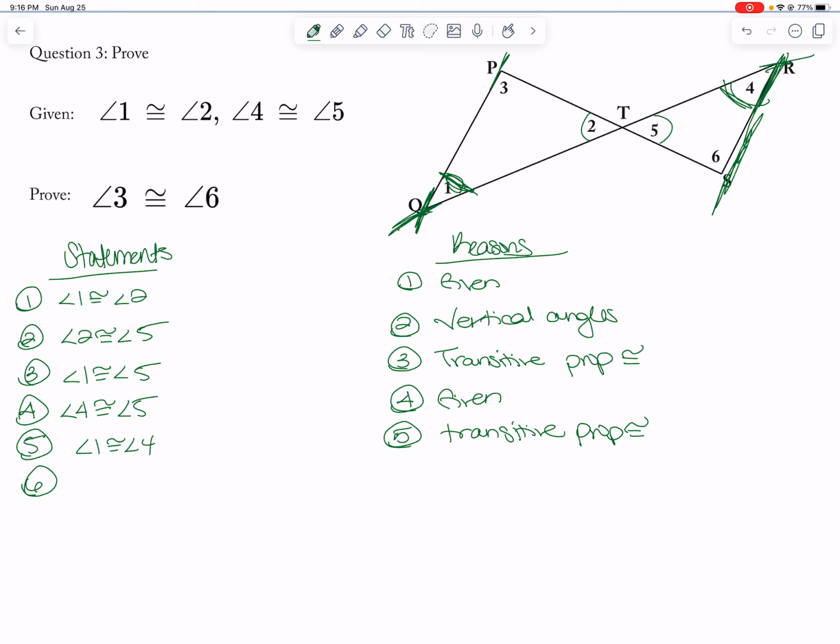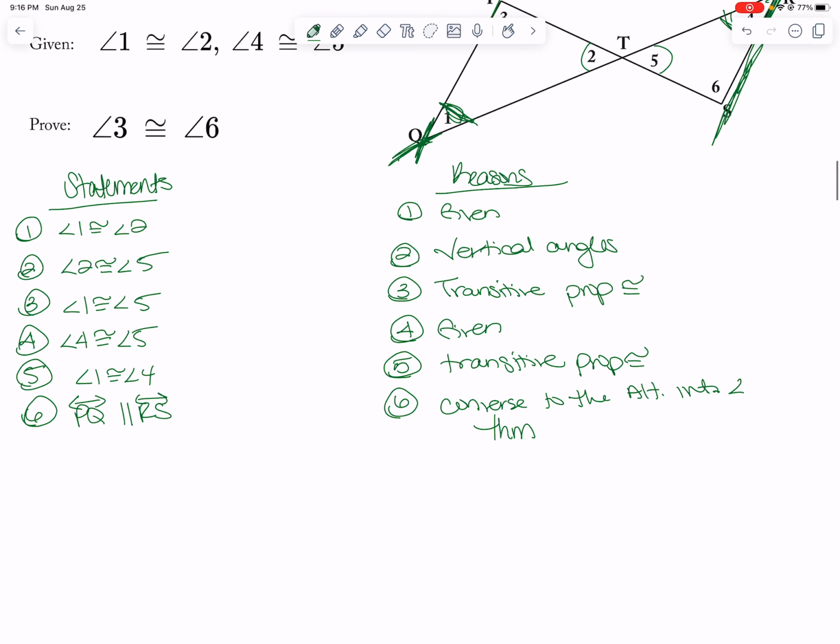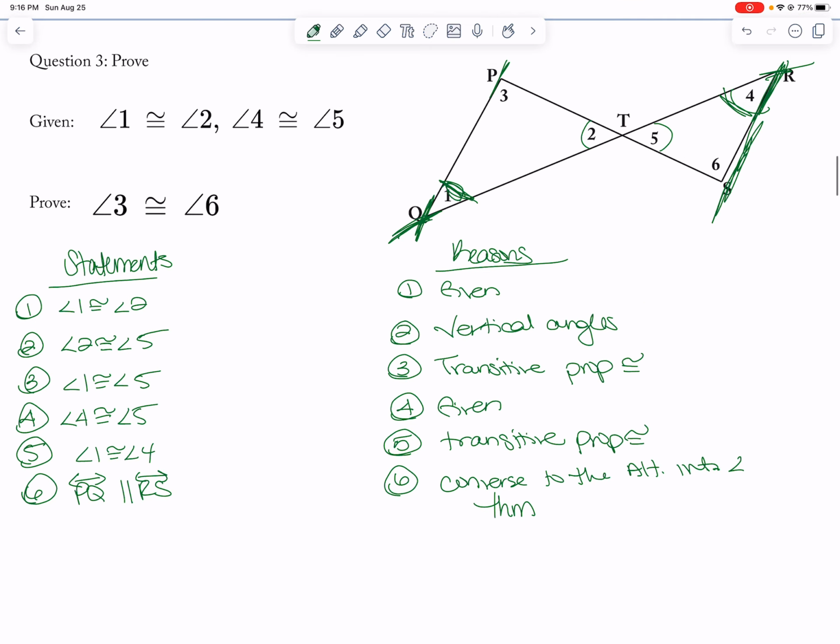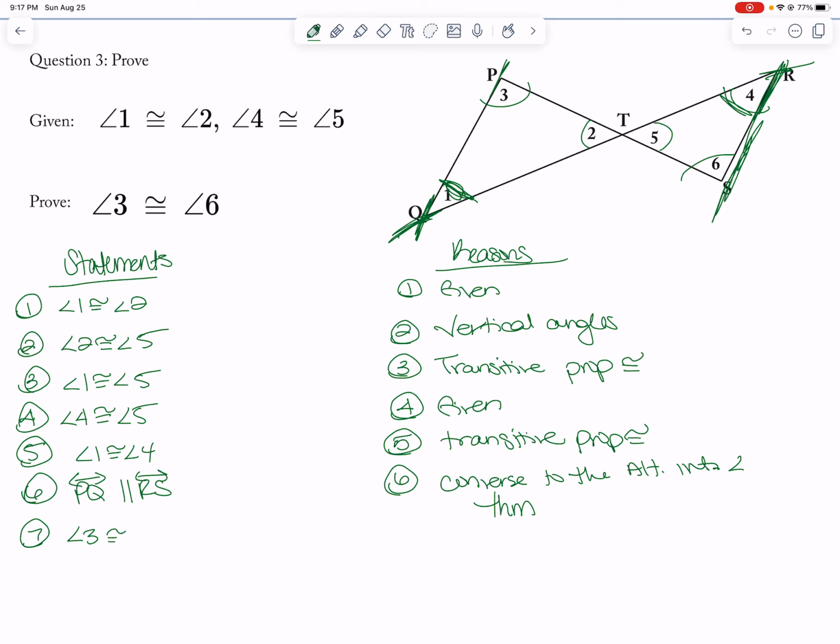so PQ is parallel to RS by the converse to the alternate interior angles theorem. And then angle 3 is congruent to angle 6 by the regular alternate interior angle theorem.